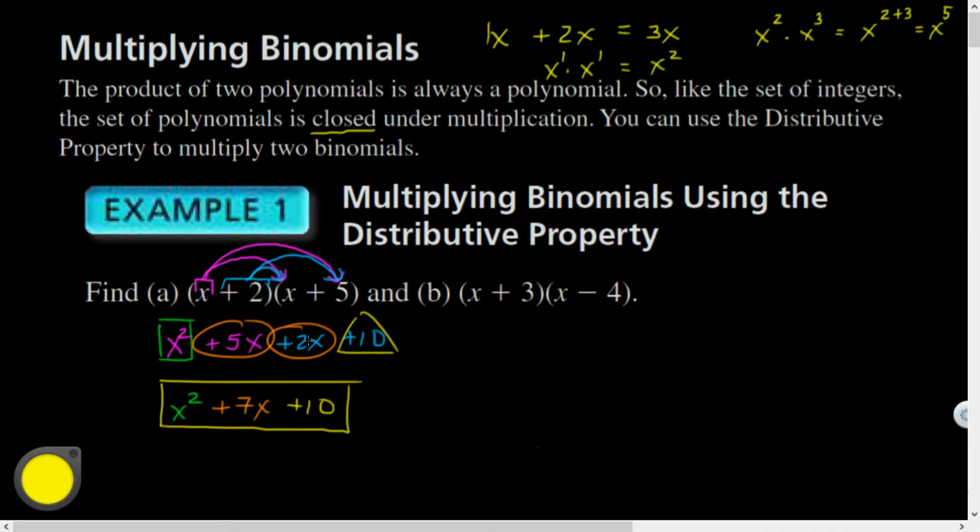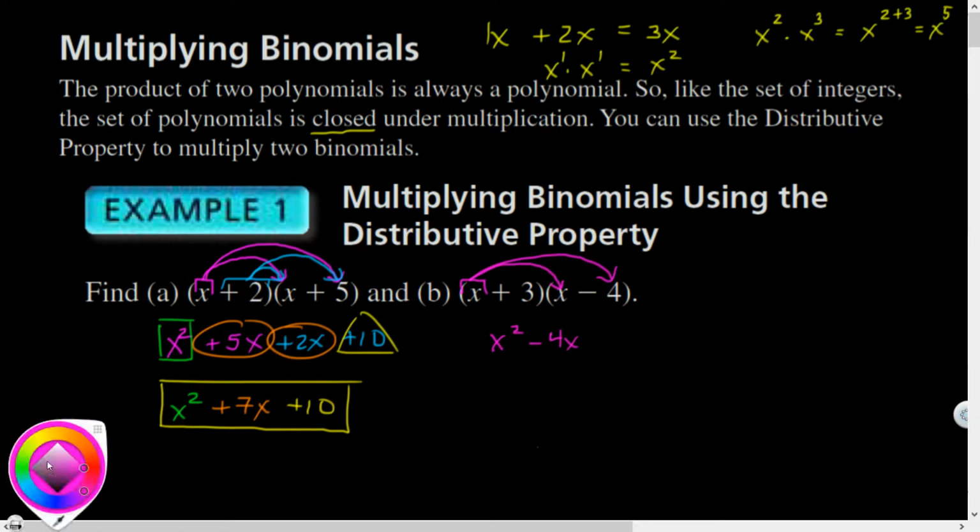So we've used the distributive property before, but we've only passed out one thing at a time. This time, like I said, we're passing out two separate things. So let's do this quicker for this next one. Let's distribute this x to everybody in the parentheses. So x times x is x squared. And x times negative 4 will be negative 4x.